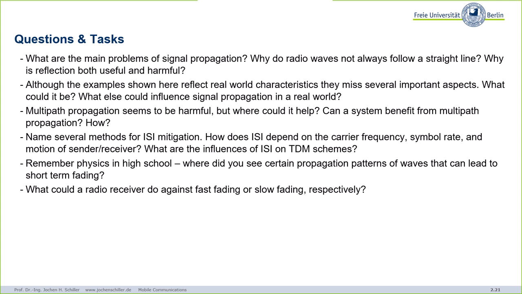You don't have to calculate anything there. That's electrical engineering, and you saw the real world examples on slide 18 that it sometimes looks really strange when you follow all the different waves. By the way, you can generate such pictures using ray tracing, something from computer graphics. But you should be able to answer questions like, why do radio waves not always follow a straight line? Why do we sometimes even like this?